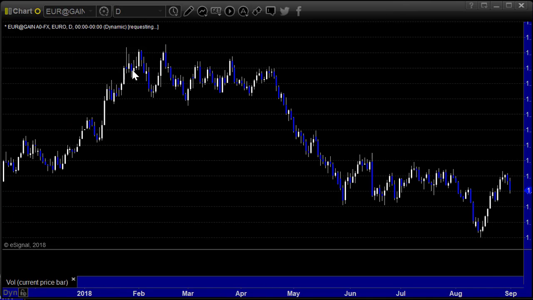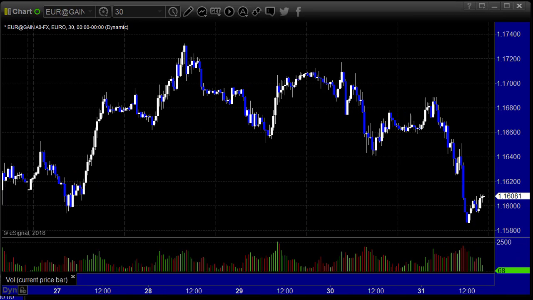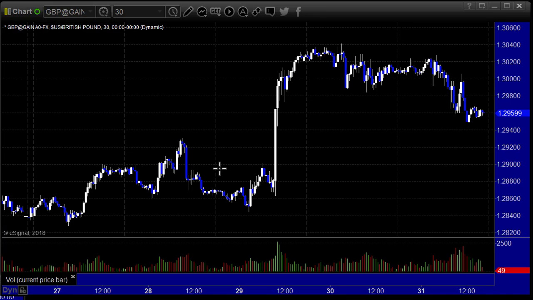Okay, let's look at the intra-week action. So we've got 30-minute candles on these charts. The euro dollar high to low for the week, only about 140 pips. Monday there was a move up. Tuesday, Wednesday, Thursday was flat. Friday there was a move down. Pound dollar high to low for the week, 180 pips or so. And again, a big piece of that was the spike up on Wednesday. So other than that, it was not very tradable.